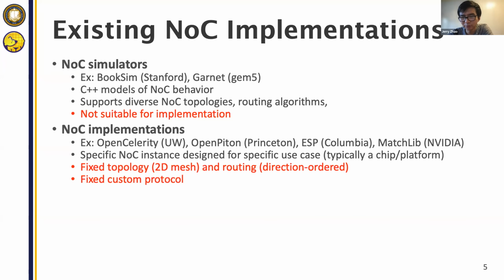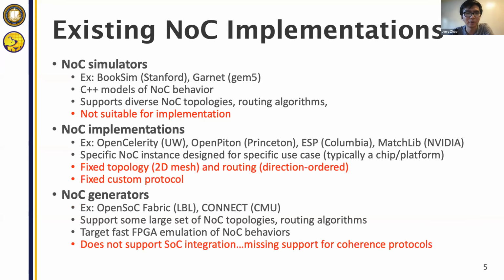There do exist a few examples of NoC generators, however. A couple I'll point out are OpenSoC Fabric and CONNECT. OpenSoC, notably, is also implemented in Chisel. So while these existing generators support a larger set of NoC topologies, the target use case has really been for fast FPGA-based emulation of NoC behaviors, not full system integration and evaluation in a complete SoC. Notably, without support for running a real coherence protocol, it's quite difficult to integrate this as the backbone interconnect in a real SoC.